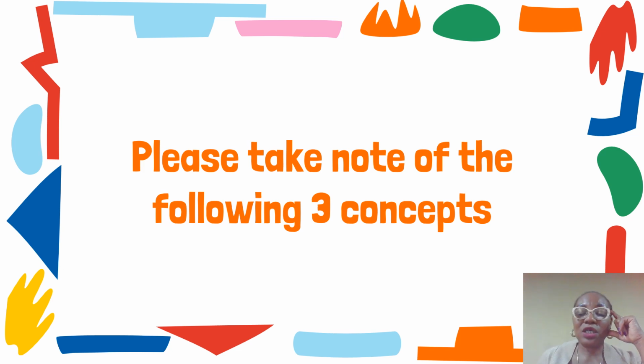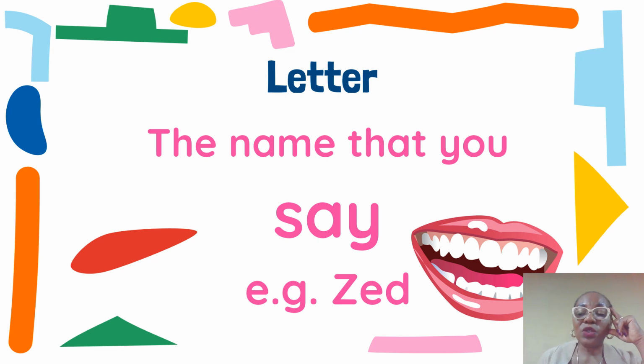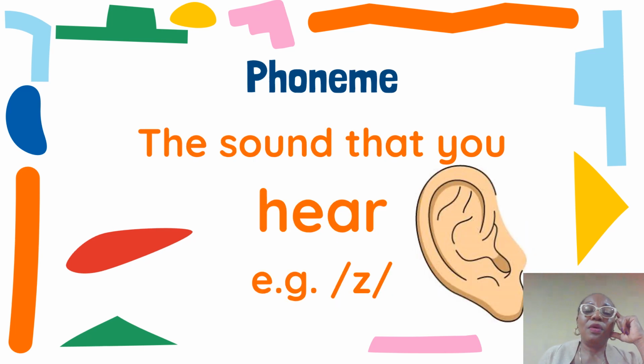So there are three concepts that you need to take note of at this point. It's important for you to know and to differentiate between them. The first one is the letter. That is the name that you say when you see a particular symbol on paper or on a screen. The name that you say is the letter name. Okay, so in this case, Z is a letter name. And then the one that you hear when someone says it and you hear is the phoneme. That's the sound of that letter. And it is, in this case, the example I've given you here is Z. That's the sound of the letter.